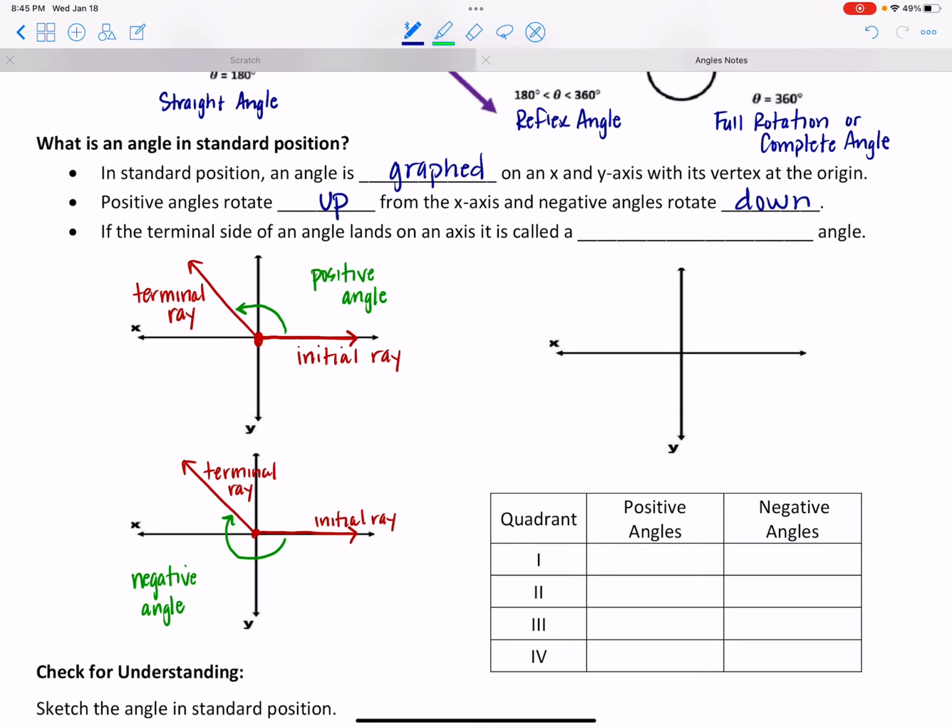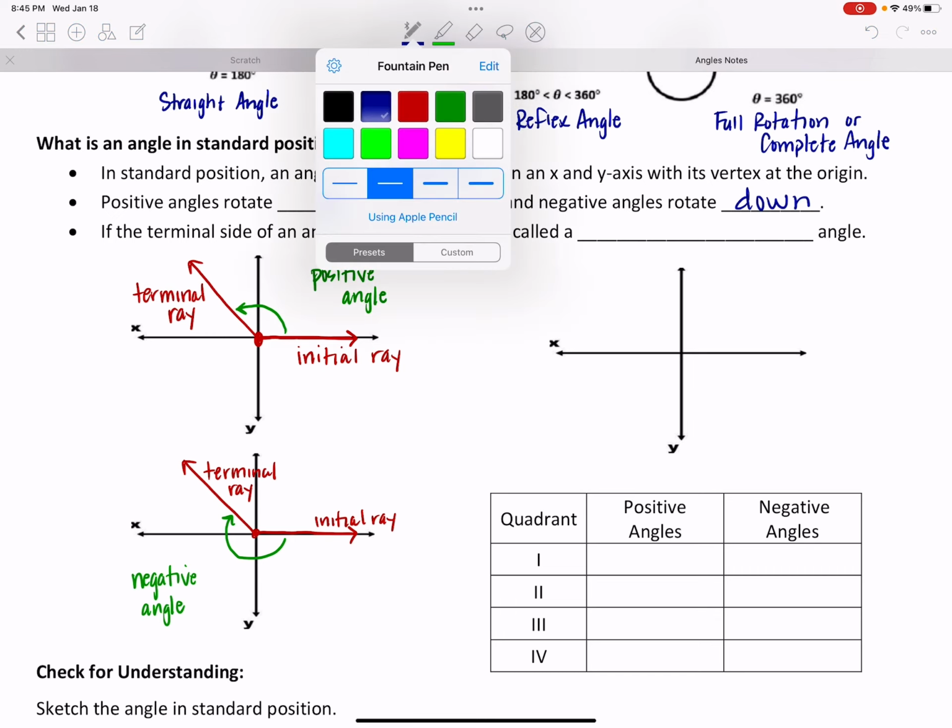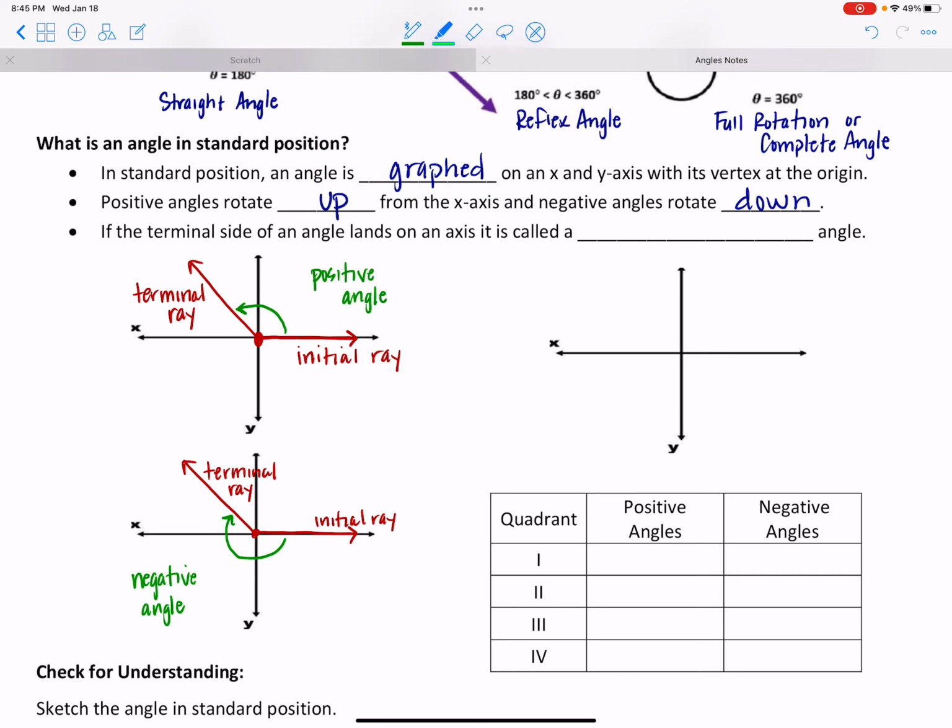And then if our terminal side actually lands on an axis, so if I drew my initial ray here and then my terminal ray here on, let's say, the positive part of the y-axis, we're going to call that a quadrantal angle. Nice fancy word. And that will come back in a little bit later. So let's just fill that in. So this is a quadrantal angle when the terminal side or the terminal ray lands on one of our axes.